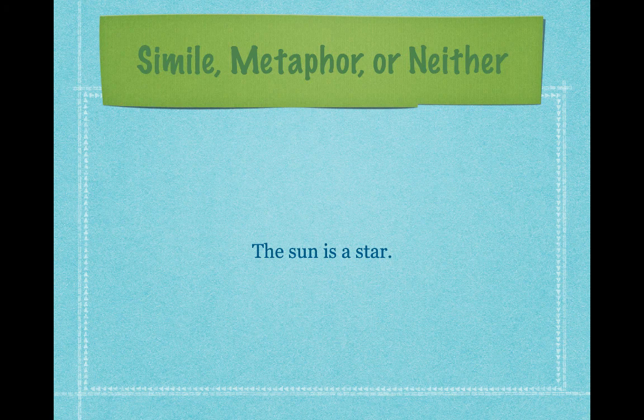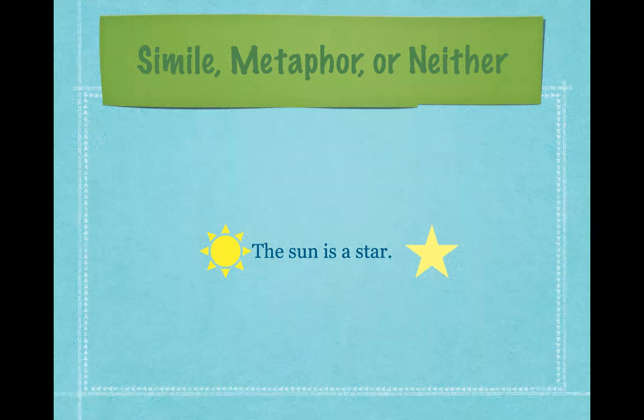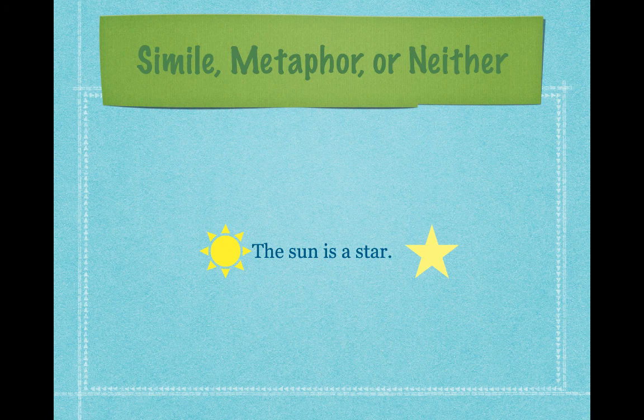Another example is the sun is a star. The sun is being compared to a star. It's a direct comparison because it's saying the sun is a star. But wait a second. When I think about this, the sun really is a star. So this is not a simile and it's not a metaphor. It's not a simile or a metaphor because the sun really is a star. It's an example of a star.